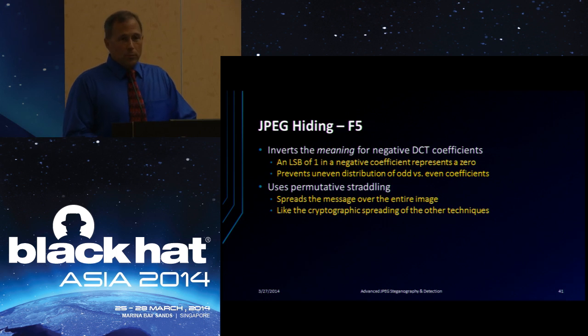It does permutative straddling, which is just a fancy way of saying it permutes the order of the coefficients that it hides in so that it spreads the message cryptographically throughout the entire image. It's not concentrated in one spot.